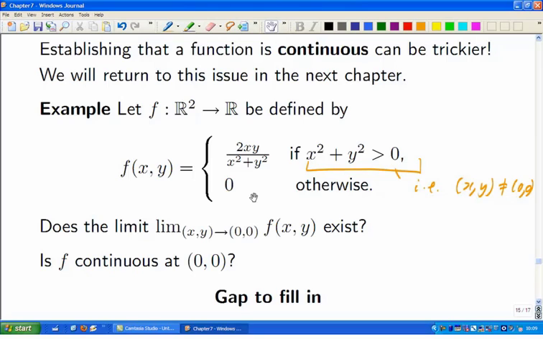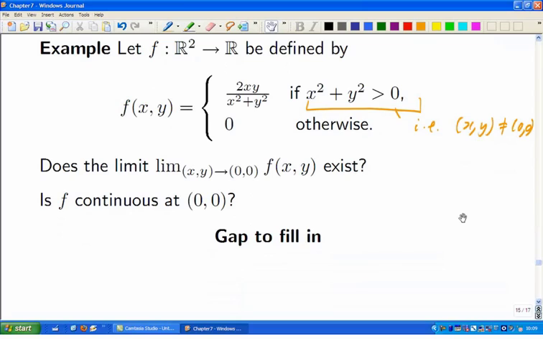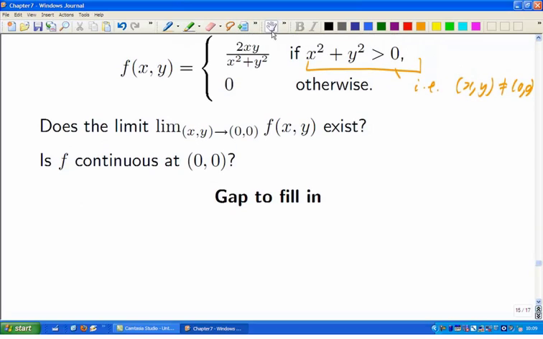So if you're at the origin, you have to decide what value to give it, and we'll give it the value 0. That seems a reasonable thing to do, because if you come in along the x-axis or the y-axis, this function takes the value 0. If x is 0 or y is 0, then this function is 0. So if you come in horizontally or vertically, everything seems to be OK. You're approaching the value 0. But if you're coming along the line y equals x, something goes horribly wrong.